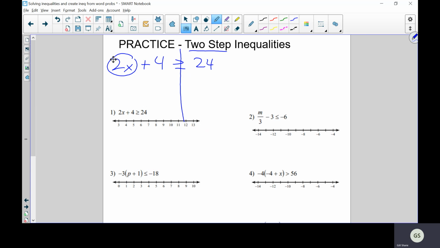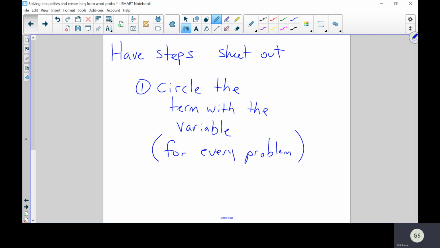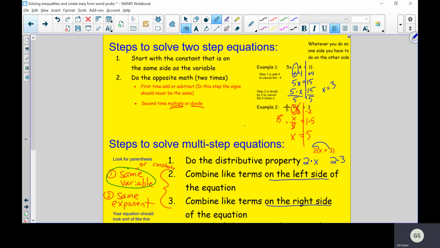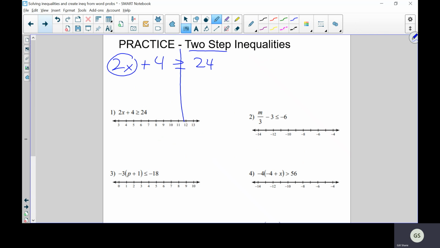So we need to go ahead and do the opposite math. On your sheet, it should say the first time we add or subtract. Second time, we're going to multiply or divide. If you don't have that written down, I can put it back up here in a minute, but let me finish the problem. When I come around, I'll see if you have it on there or not. So again, first time, start with the constant, I'm going to add or subtract. Well, I need to do the opposite, so I'll subtract. Remember, the most important rule is whatever you do on one side, you have to do on both sides.